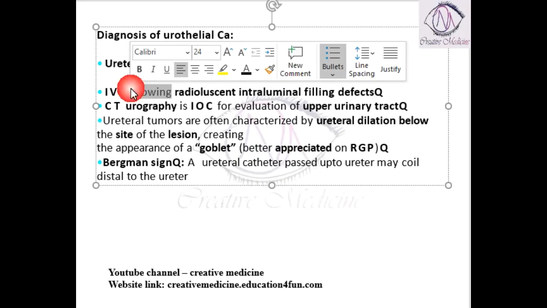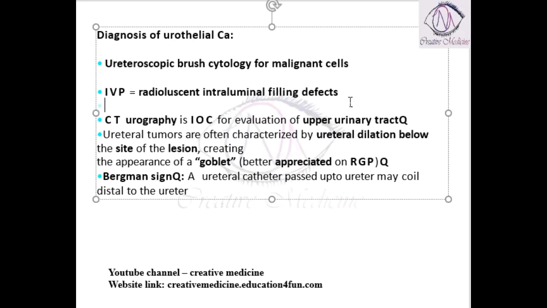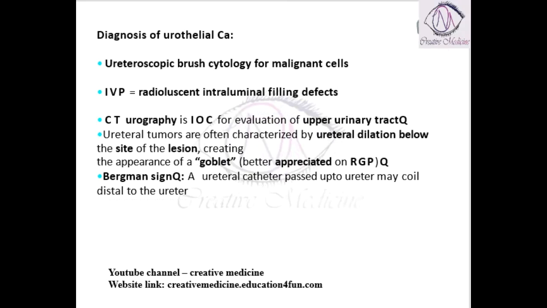Or intravenous pyelogram may show radiolucent filling defects. Why? Because it's quite simple. There is a tumor in the ureters. Okay, the tumor is present in the ureters. That is, this is the tumor. Just think that, and you have done an intravenous pyelography. Here the filling of the dye is normal, but once it comes to the tumor area, only here, like this, you will see the tumor filling. And because we cannot see the tumor here, obviously this is the part where there is no tumor.